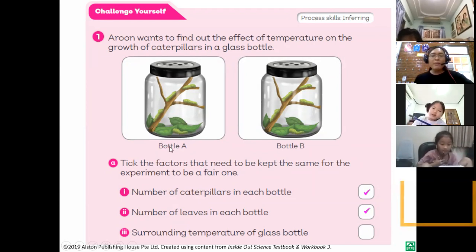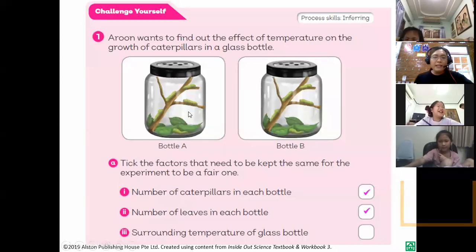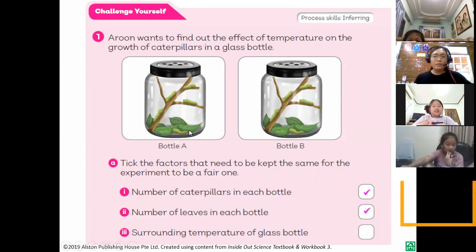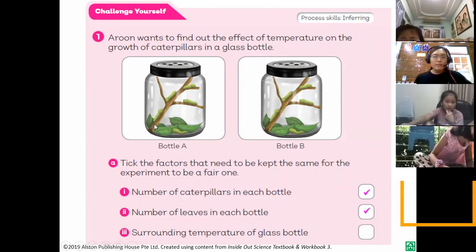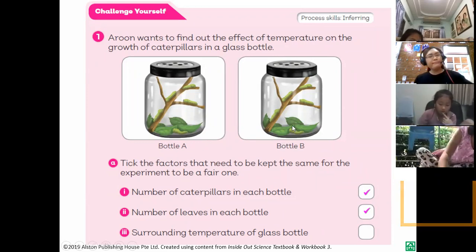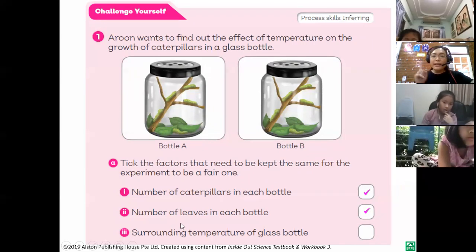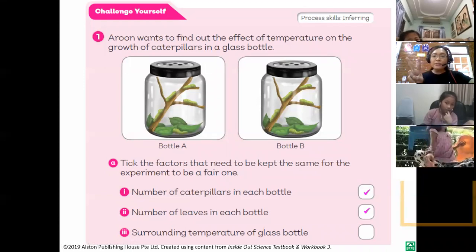Turn on your microphone. How many caterpillars in bottle A? Five. Okay. In bottle B, how many caterpillars? Five. Okay. How many leaves in bottle A? Five leaves and 5 caterpillars in bottle A. In bottle B, how many caterpillars and how many leaves? Five. Okay, very good. So again, those are the two factors that we need to keep.